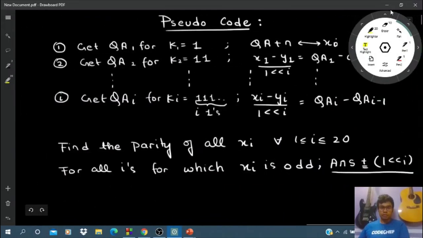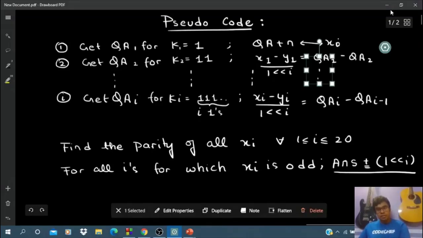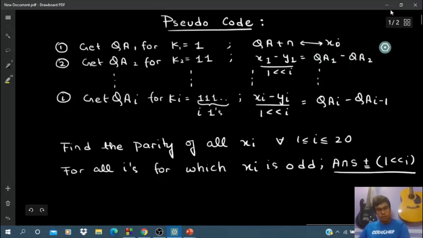So let's talk a bit about pseudocode. The pseudocode goes as follows. Firstly, we get qa of 1 for k1 equal to 1, and we know that the parity of x0 will be directly correlated, with the equivalence relation, to qa of 1 plus n. Then we get qa of 2 for k2 equal to 1 1, and we know that x1 minus y1, divided by 1 left bit shift operator i, will be nothing but qa of 1 minus qa of 2, the previous subtracted by the current ith bit. And so on and so forth.